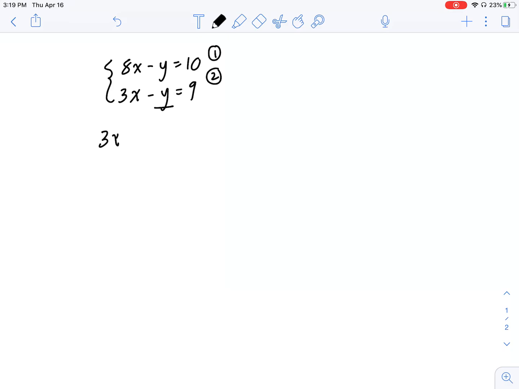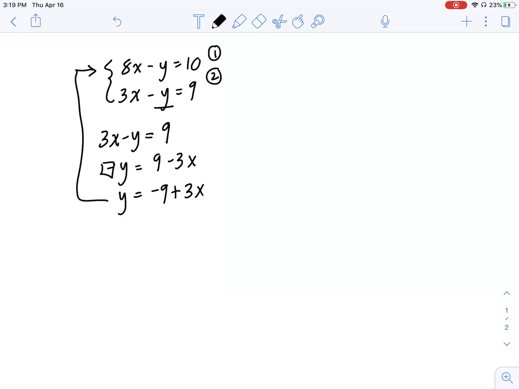3x minus y equals 9, minus y equals 9 minus 3x. Divide both sides by this negative 1 here. y equals minus 9 plus 3x. With this, let's plug this back into equation 1.